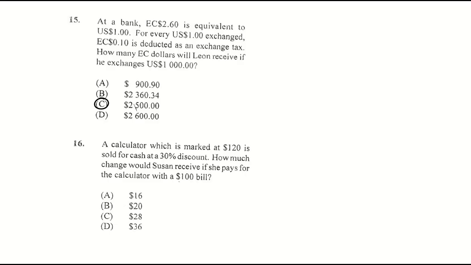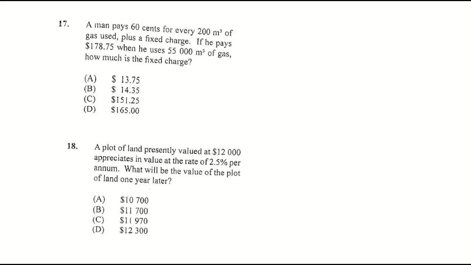A calculator marked at 120 is sold for cash at 30% off. We know that when we found the cash price of the calculator was 84, and the change you get from a $100 bill if it is 84 is $16, so it's A. We did this question as well, and I told you guys they asked you for the fixed charge, so I won't be doing it over. The answer was $13.75. If you guys recall, we found out the total price for 55,000 meters cube was, I believe, 150.